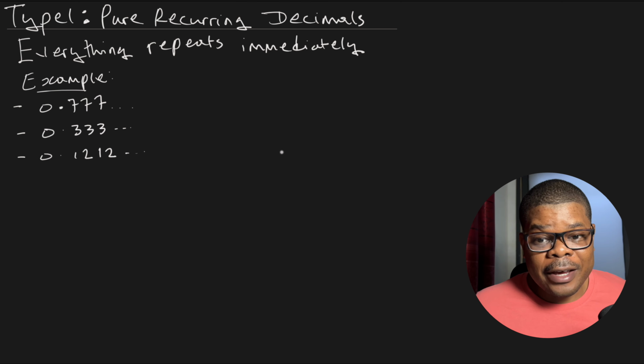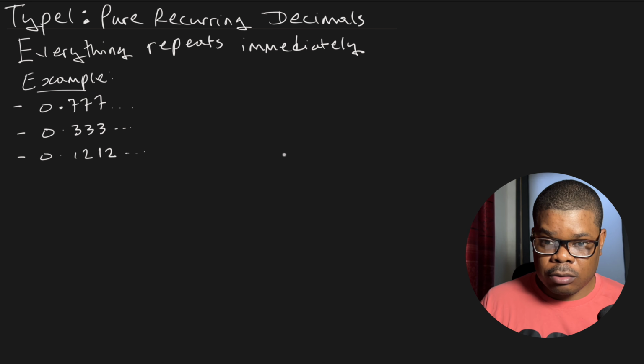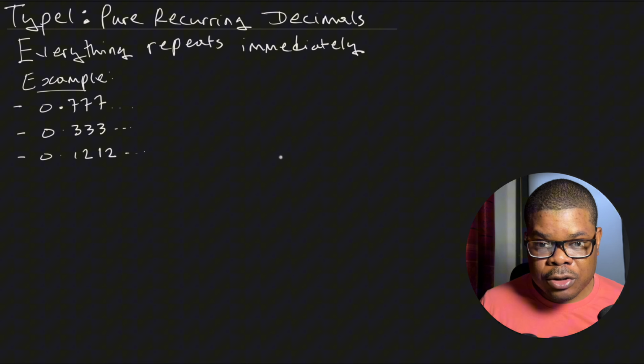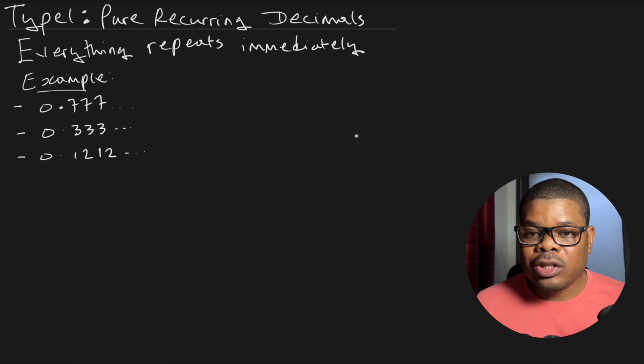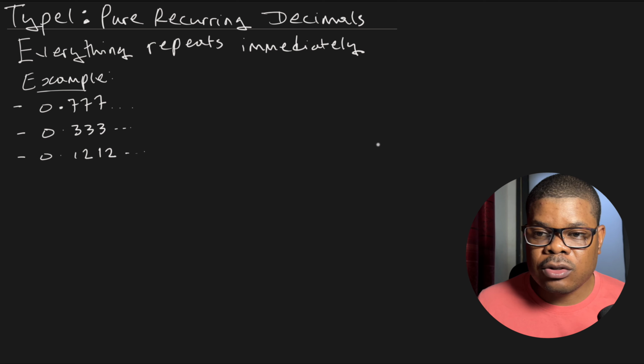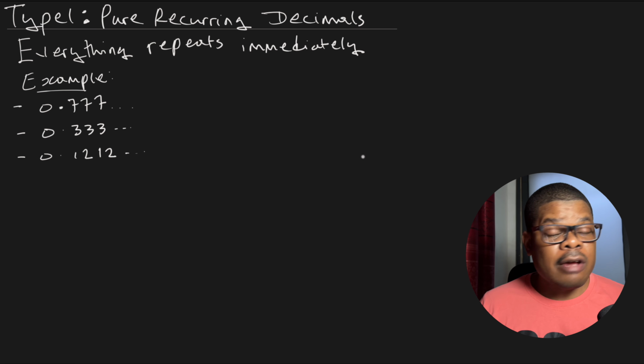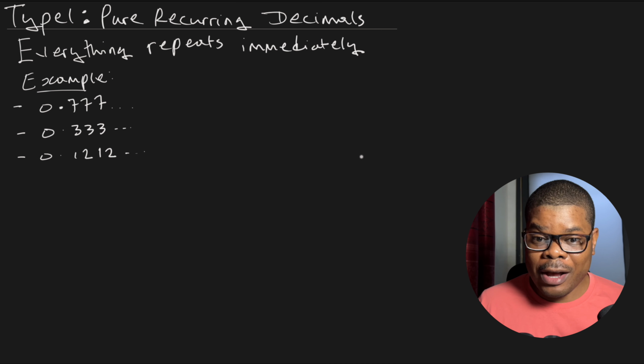Okay, so we are here. Like I told you, we have three types of recurring decimals. This is the first one, which is type 1. It's called the pure recurring decimal, and the reason why it's called pure recurring decimal is because everything repeats immediately. So we have some examples here.